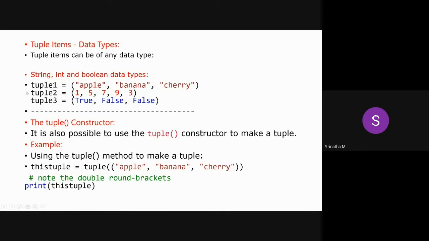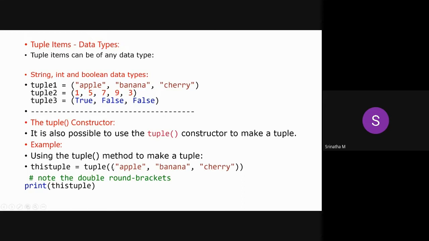Tuples can also be created by using a constructor. You know that a constructor is always the name of a function. By using that, you can create a tuple. Let us look into this syntax, how you can create a tuple by using the constructor. For example, using the tuple method, you can create a tuple. We have the same sort of constructors for list as well as set, and even for the dictionary.